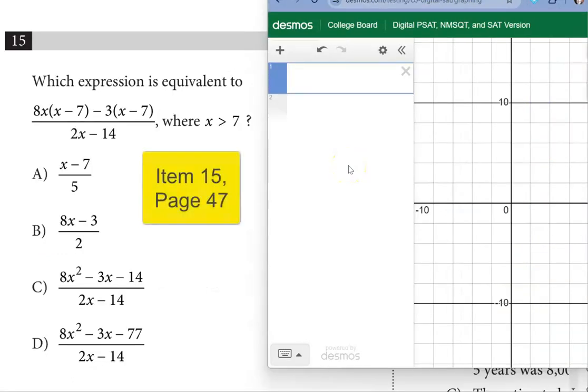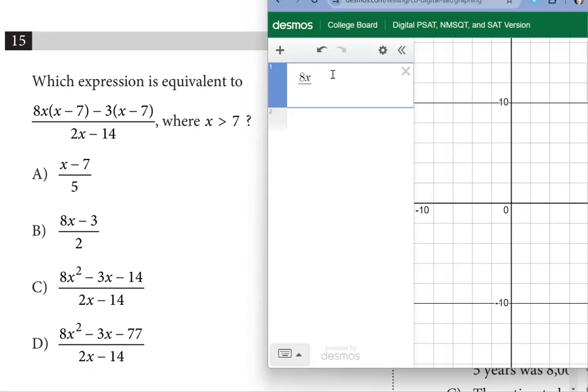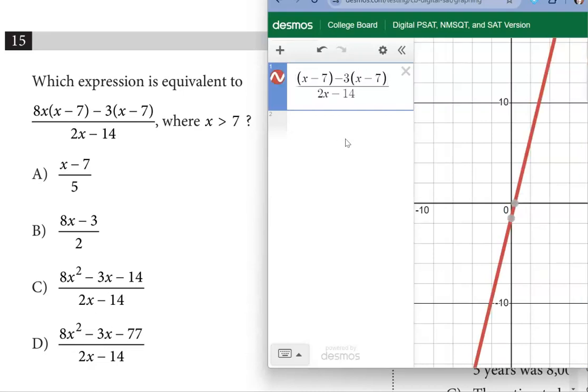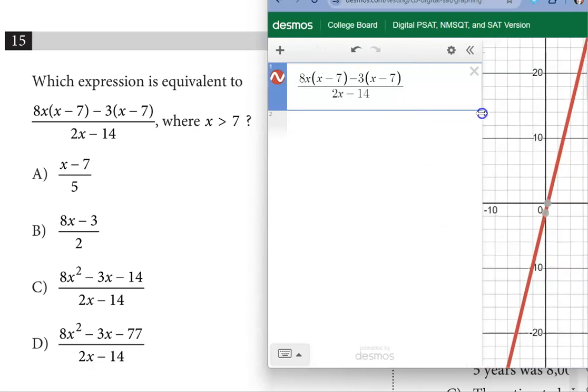We're still on the same page, and we're on question number 15, and we've got to type this big old rational expression. So what I like to do is just type 8x divided by 2x minus 14, and then go back up to the top and finish typing the numerator of this rational expression. Take your time here. It does have quite a bit to it, but as you can see, it doesn't really take that long. All right, so in my graph, I do see a line.